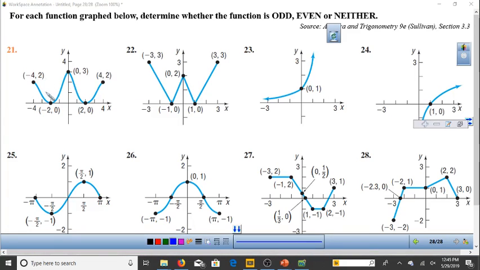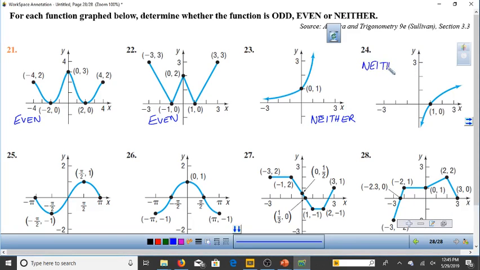As you can see, this function is clearly symmetric about the y-axis. It has y-axis symmetry, so that is an even function. Likewise, this function has y-axis symmetry, so that's also an even function. This function does not have y-axis symmetry, so it's not an even function. It does not have origin symmetry either, so it's not an odd function. It's neither odd nor even. Likewise, this function here has neither origin nor y-axis symmetry, so this is neither odd nor even.